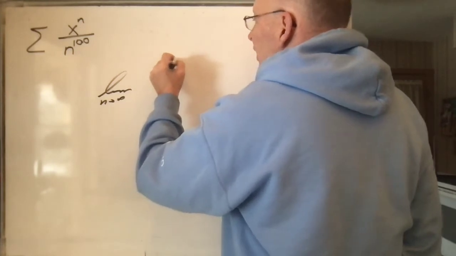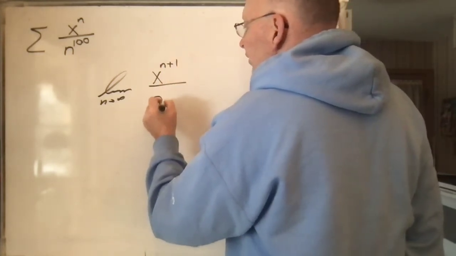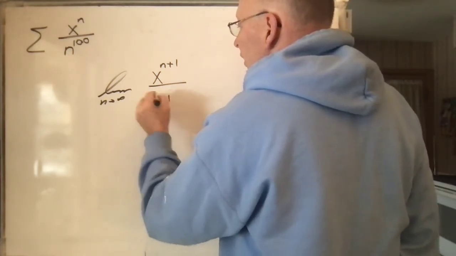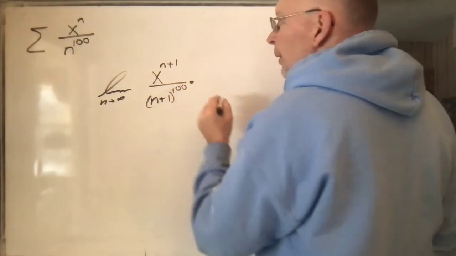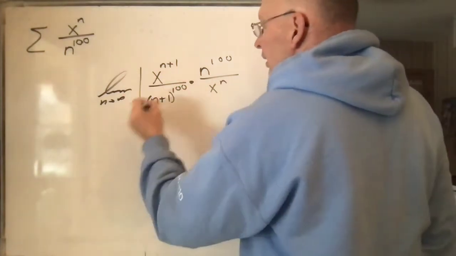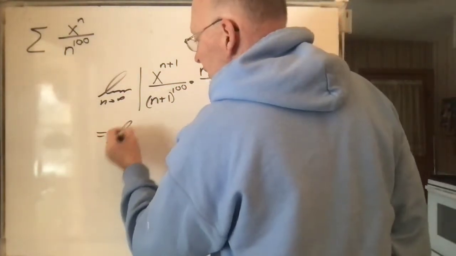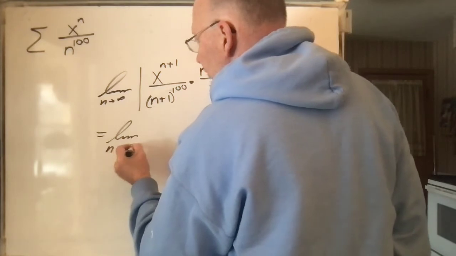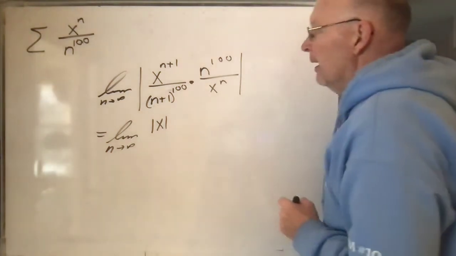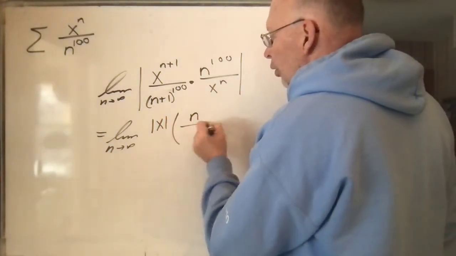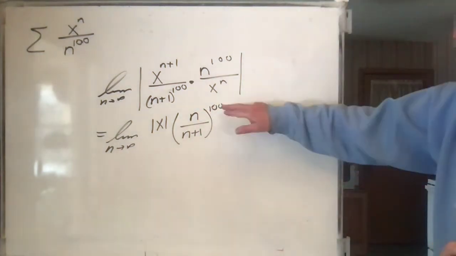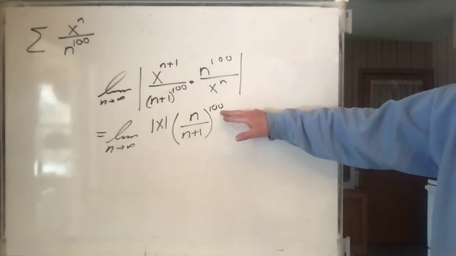x to the n plus 1 all over n plus 1 to the 100th. Flip it over, n to the 100th divided by x to the n. Take the absolute value, take the limit as n goes to infinity. Start doing these pretty fast, you're going to get just an x like that. And now I'm going to write that as n over n plus 1 all to the 100th power. Okay? This is a fixed number.